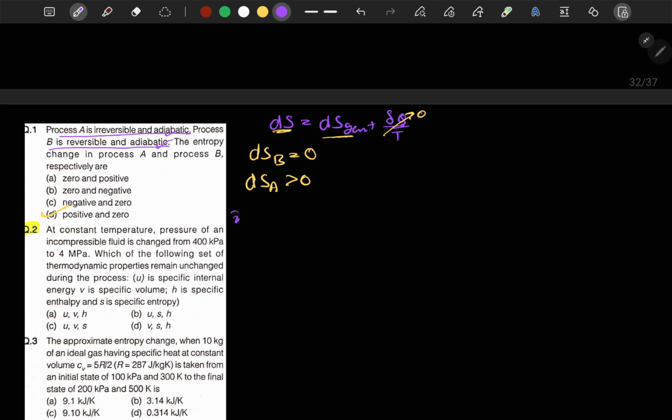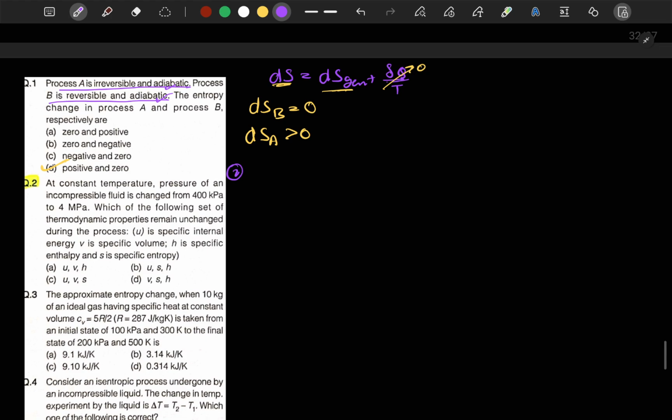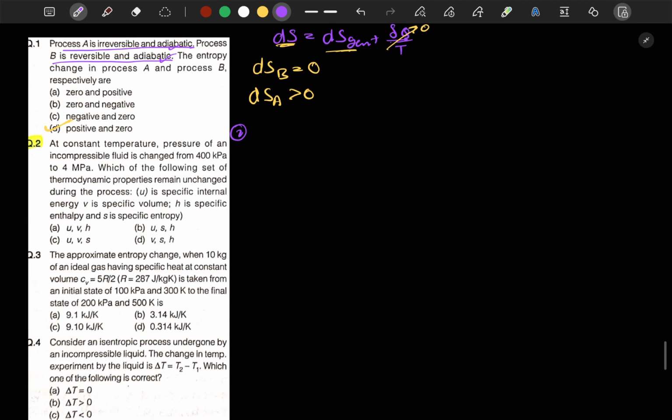Question number 2. At constant temperature, the pressure of an incompressible fluid is changed from 400 kilopascal to 4 megapascal. Which of the following set of thermodynamic properties remain unchanged during the process? So it is said that temperature is constant, and the pressure of an incompressible fluid changes from P1 equal to 400 kilopascal to P2 equal to 4 megapascal. Find which set of thermodynamic properties remain unchanged.